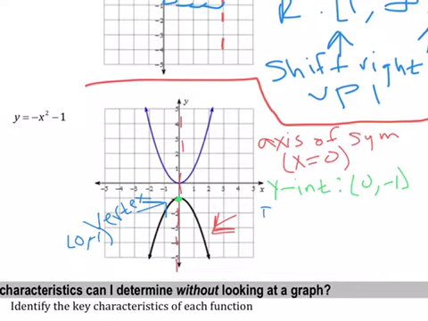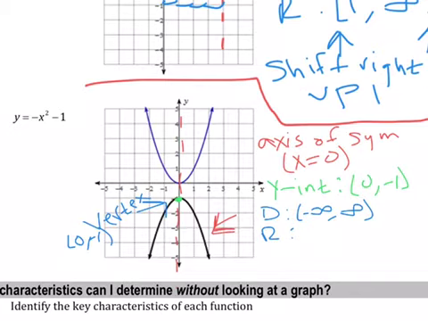Okay, what about my domain and range? Domain, this one still doesn't look like it has any restrictions on its side-to-side values, its x values, so that one's still going to be all real numbers, or negative infinity to positive infinity.